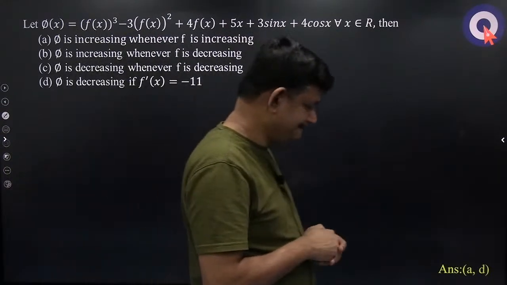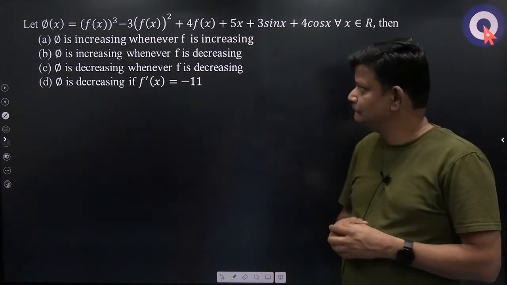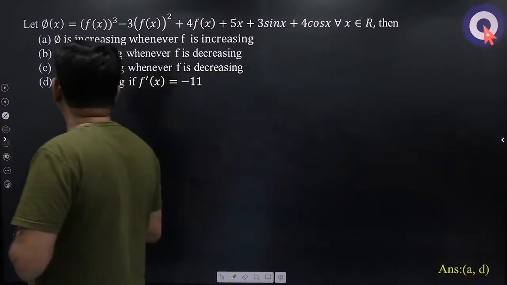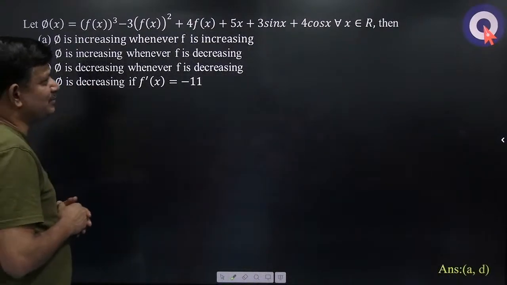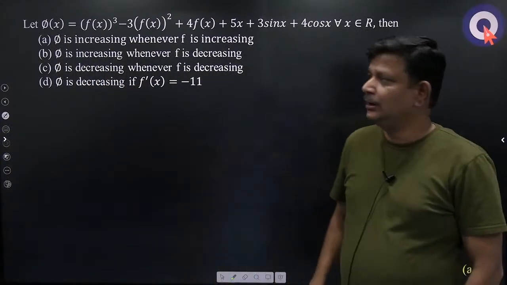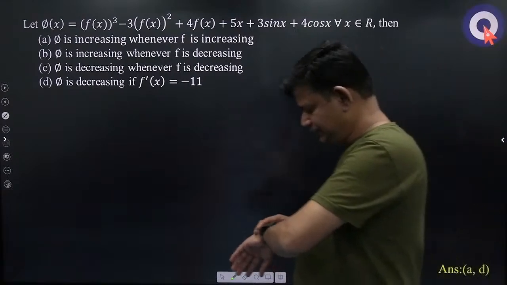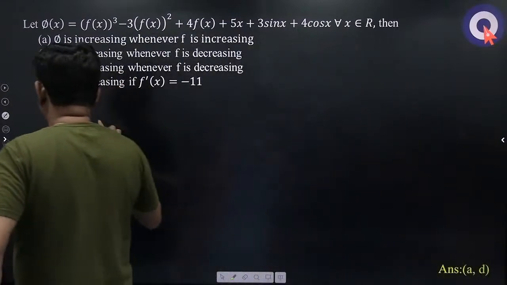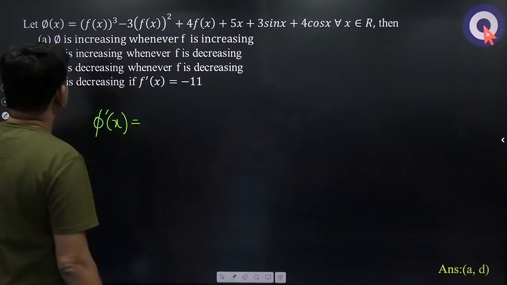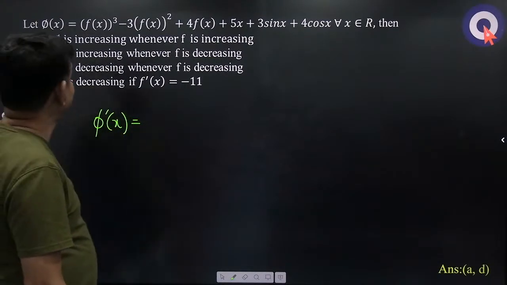Next question. Phi of x is given by f of x whole cube. These type of questions are being asked regularly. You have to practice them thoroughly. Phi of x is, look at the derivative of this, phi dash of x is how much?